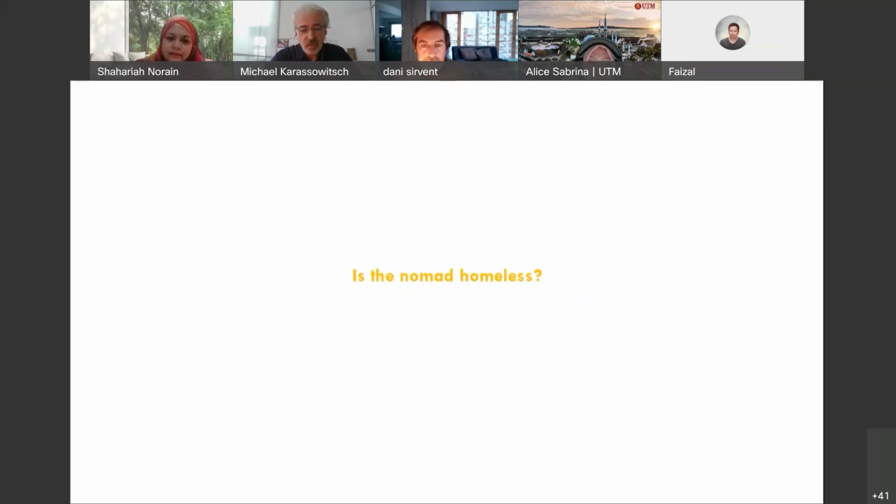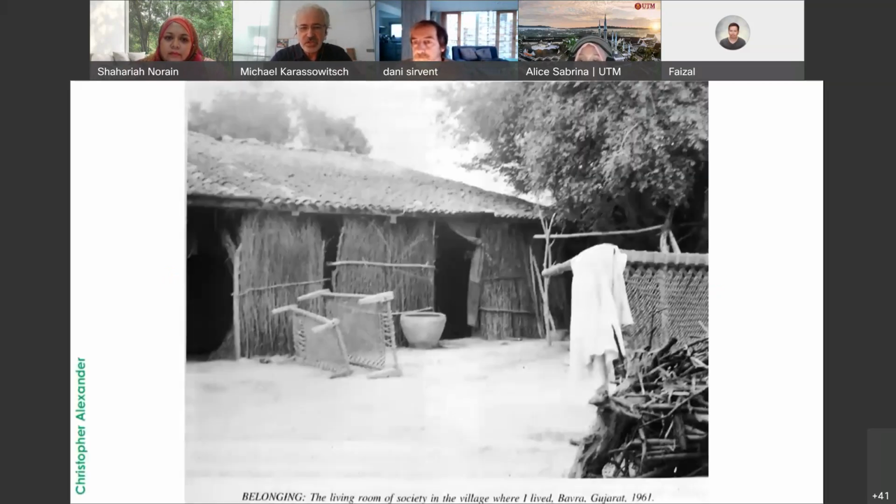So one question we have is the nomad homeless. Taking your home with you is a great dream, but nobody does it, right? It doesn't happen. And as we saw with the capsule hotel, even changing those capsules never happens. There's a real gap there. So why am I going through this? The idea of homelessness, I think, can be encapsulated with this little thing from Christopher Alexander.